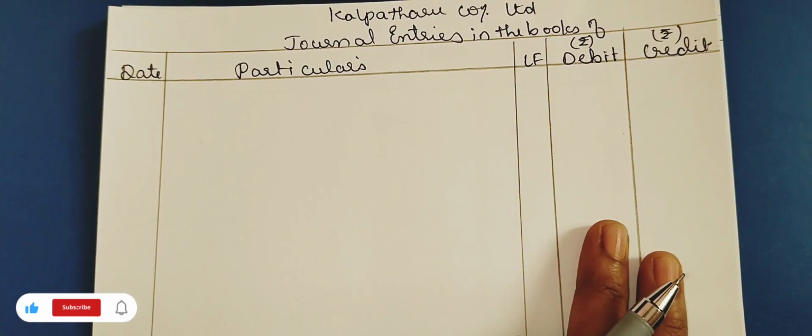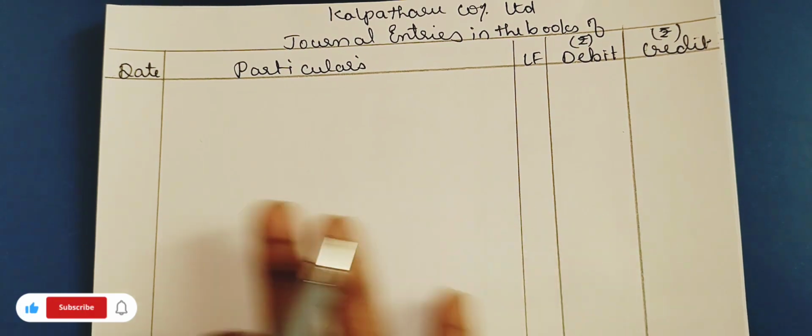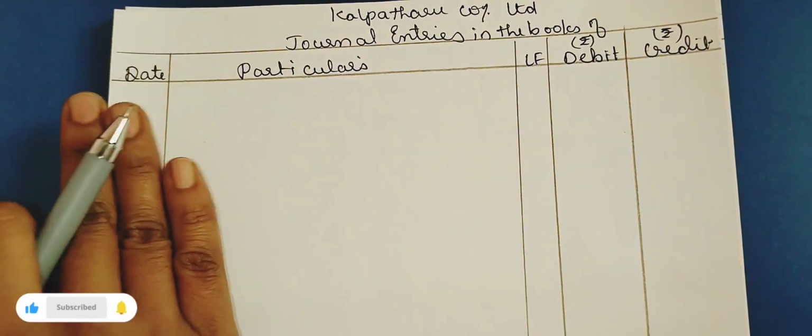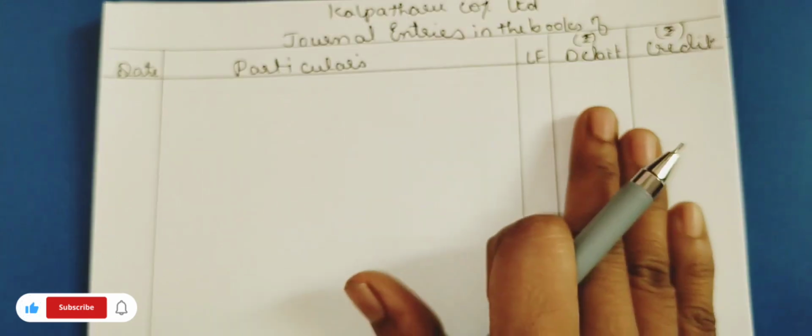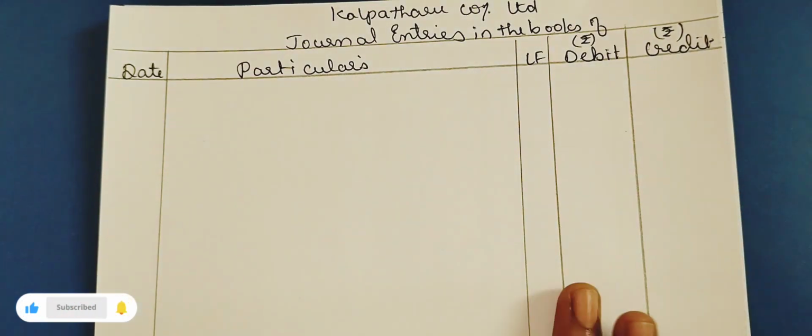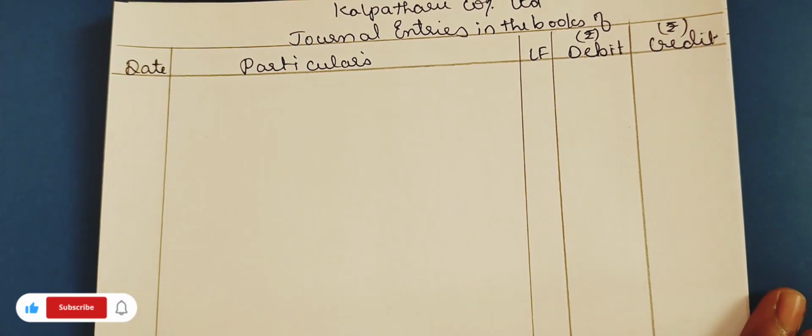Now let us solve the journal entries. So journal entries in the books of the Kalpataru Company Limited, we have a format, that is date, particulars, ledger folio, debit, credit. Don't miss the format.